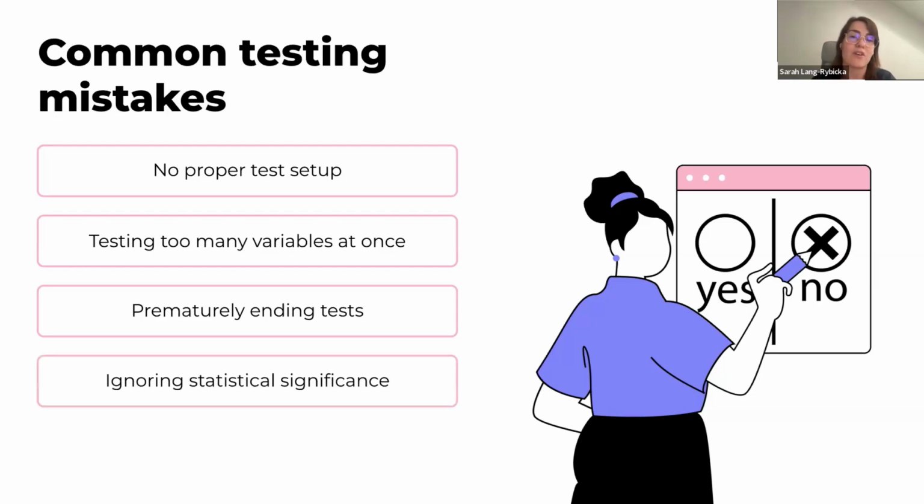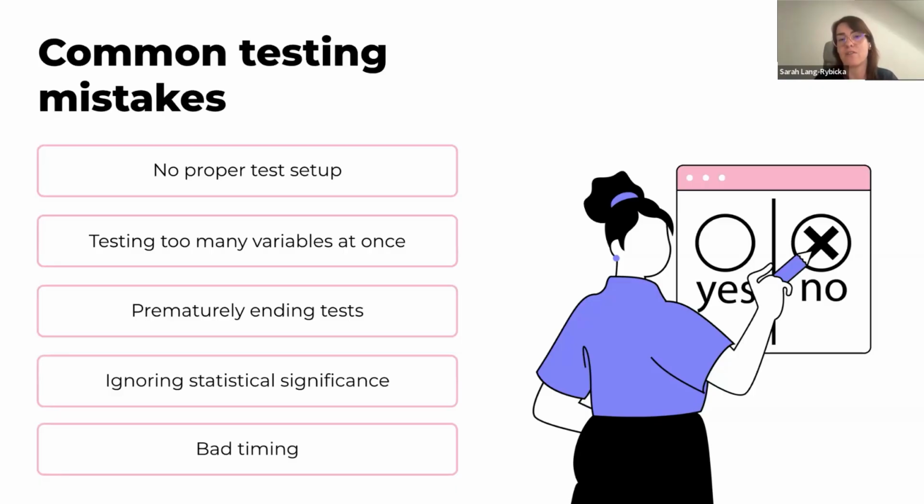Which brings me to ignoring statistical significance. Even if you have a 20% increase, it doesn't really matter if your sample size is too small. Always ensure your result is getting reliable data, and is running for a long enough time to show some valuable minimum detectable effect. And last but not least, bad timing. External factors like seasonality, holidays, or any other promotions that you're running on the side can skew your test results. So running a test during an unusual traffic period can lead to misleading conclusions. So make sure that you aim for a stable time frame and just pause the test if unexpected factors interfere.